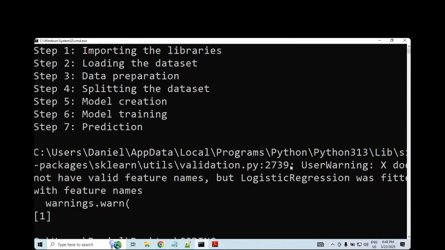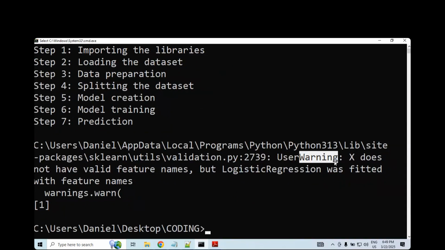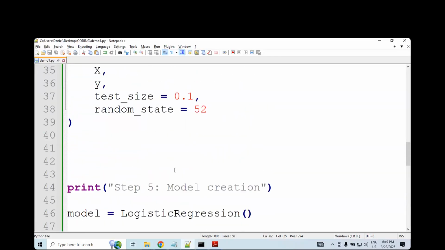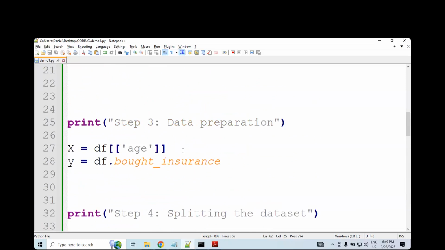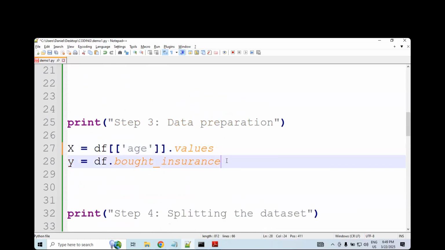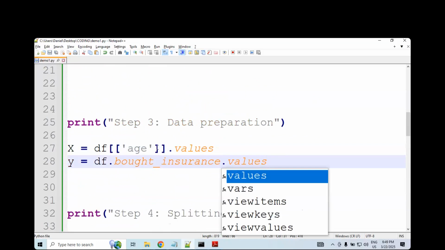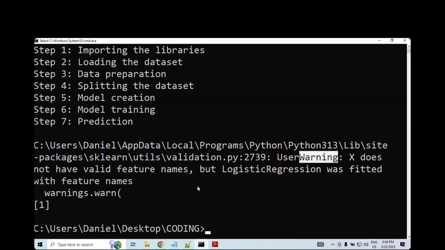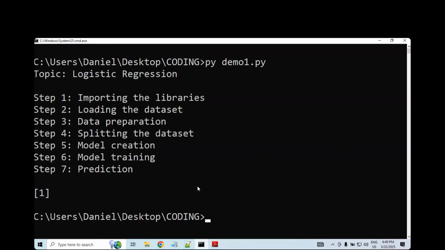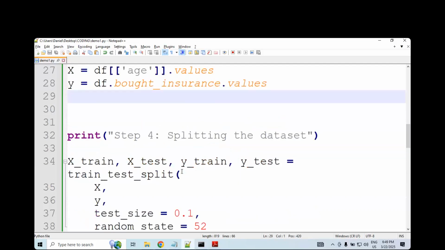Any idea why the warning? Data frame. Yeah, the features you didn't provide in a proper way. Am I right? What we need to do is apply dot values here, and here also apply dot values. Now we are good to go. Very good. Right prediction. Sir, the model takes care of all these things.